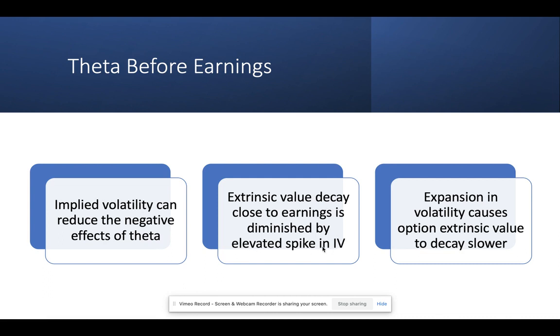So if you remember, extrinsic value is comprised of time and volatility. So basically what's happening is volatility is increasing and mitigating the effects of theta decay. Expansion in volatility causes option extrinsic value to decay slower. Okay, so it's sort of the same thing. So that's just an interesting phenomenon that happens to the options contracts before an underlying's earnings. The theta isn't quite as pronounced, and you can do some interesting things because of this phenomenon.